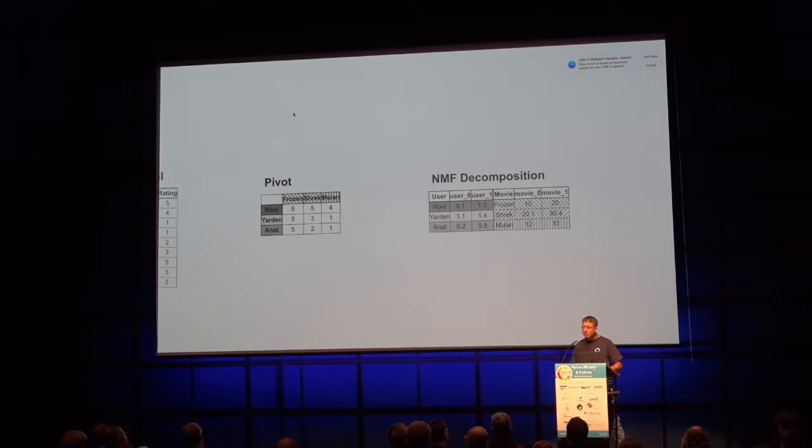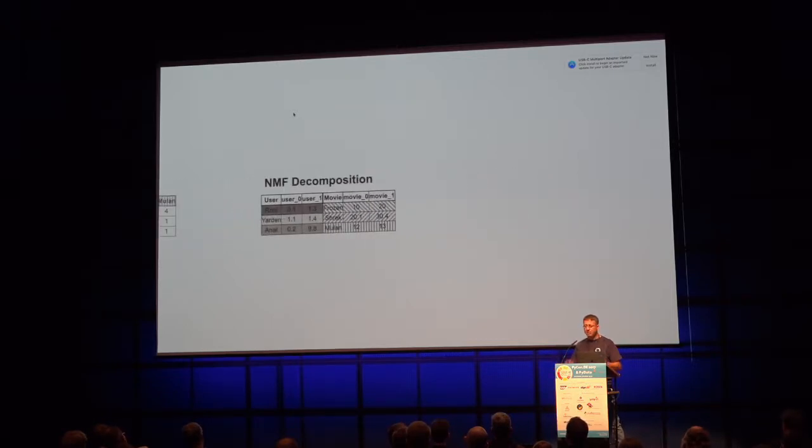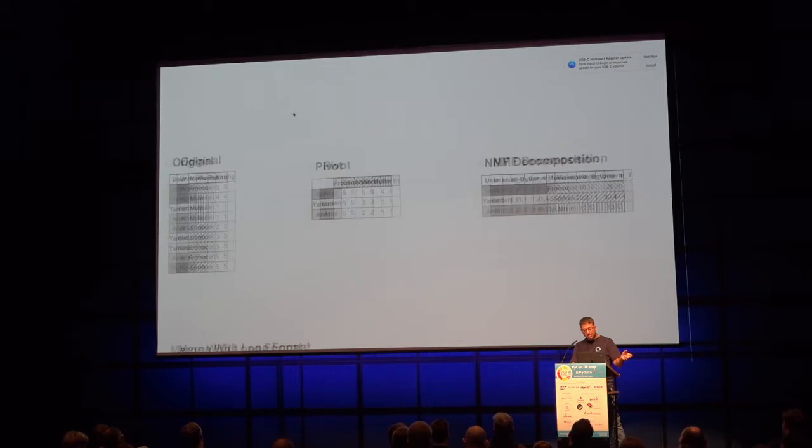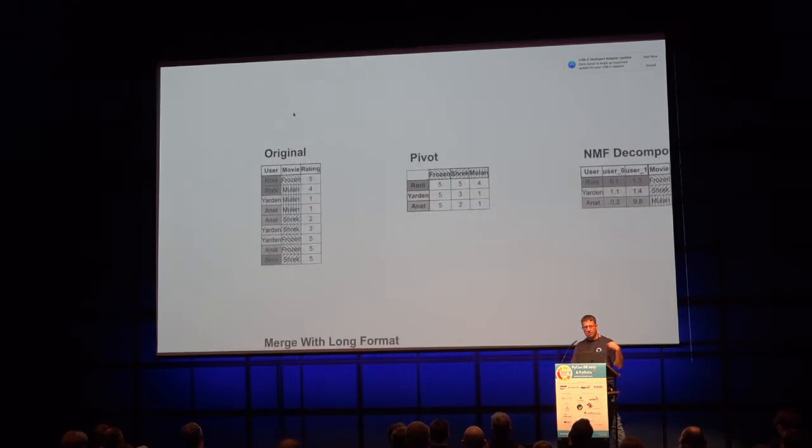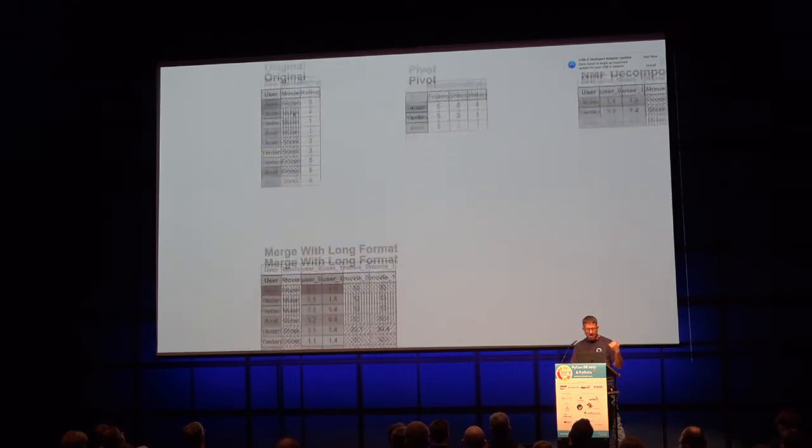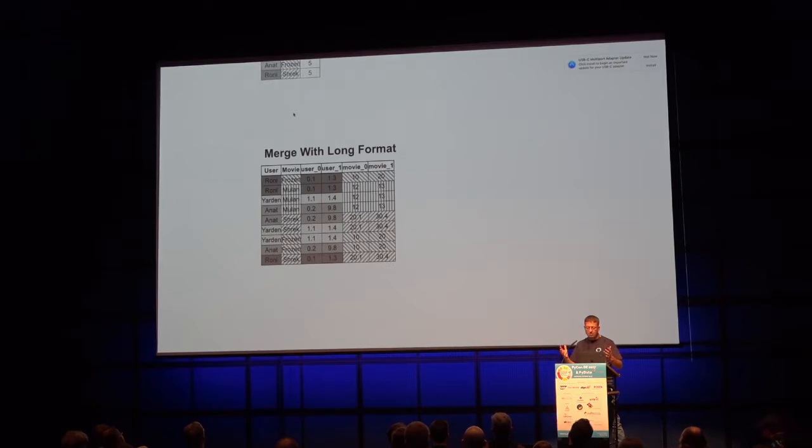And only at this point can we do the non-negative matrix factorization, which breaks it up into two pairs of columns, latent factors for the movies and the users. At this point, we need to go back to the original data set and concatenate it. And after we merge it, only the last four columns here are the ones which we can use for the next stage of the pipeline, which is the random forest regressor.